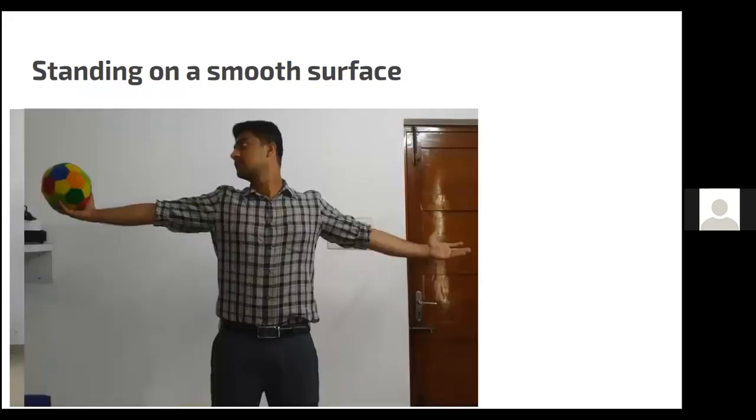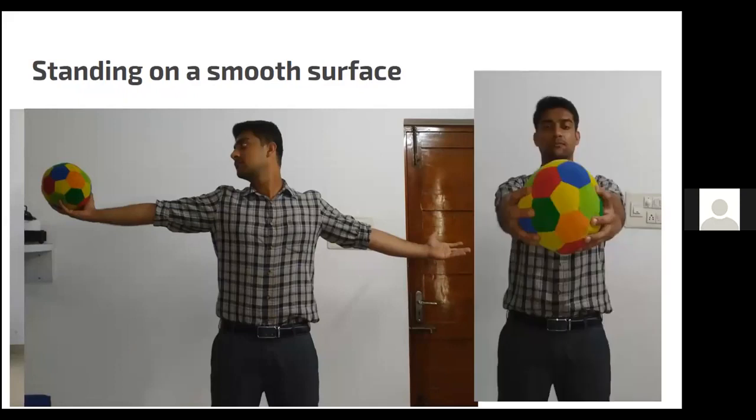Then the third exercise is to take a ball. You have to look at the ball, extend your hand, and then move the ball to your front, and then take the ball from the front to the opposite side.